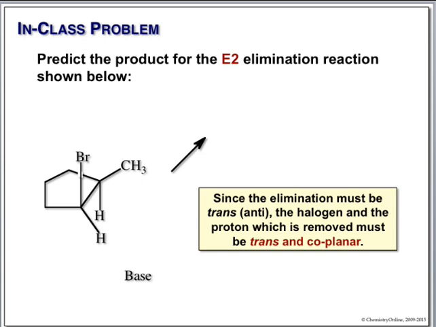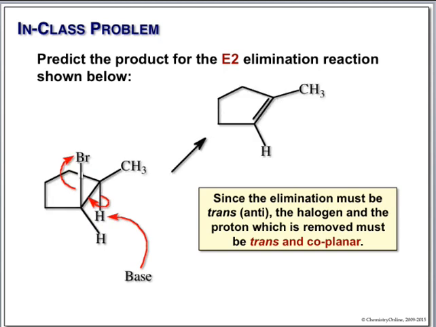Well, it turns out that that's not so difficult here, is it? Here we have a hydrogen. Here we have our leaving group. They are both in the same plane, and they are trans to each other. So our base can come in, pulls the hydrogen off, and this is the alkene that we made. Make sense? Hydrogen and the leaving group are trans and coplanar.